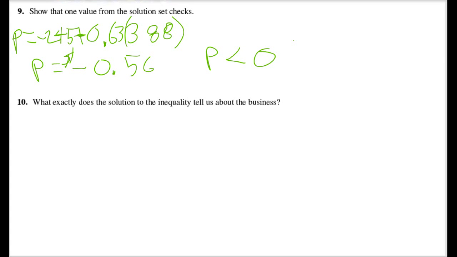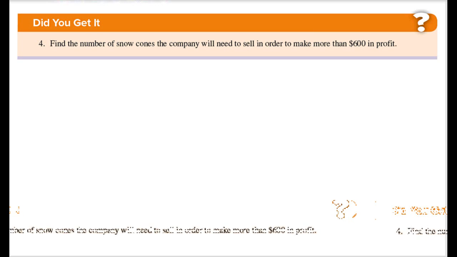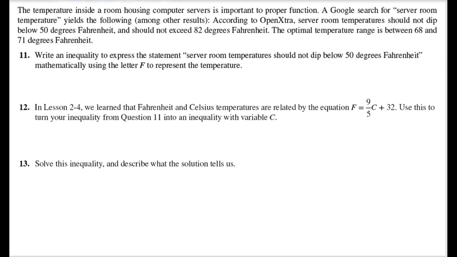What exactly does the solution to the inequality tell us about the business? Restart your video once you've answered that. It tells us that the business just barely breaks even at 389, and it's just barely in the red at 388, or it's losing money if it sells 388 snow cones. Looks like we've got a "Did you get it?" If you don't get that and you can't figure out why, go to the message board or send me an email.